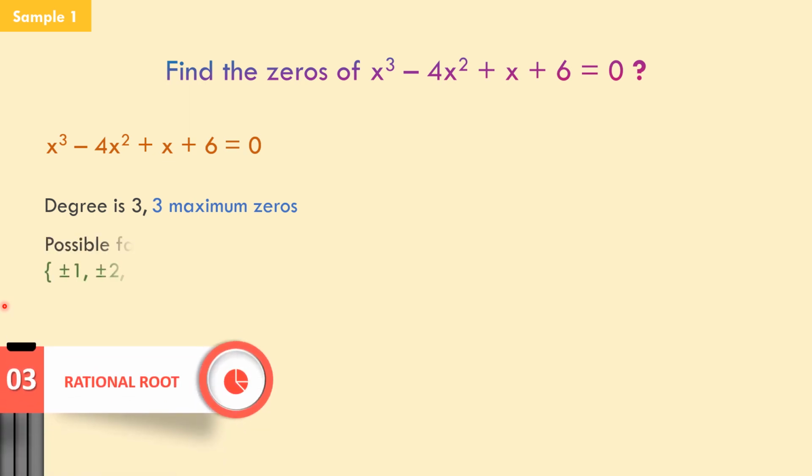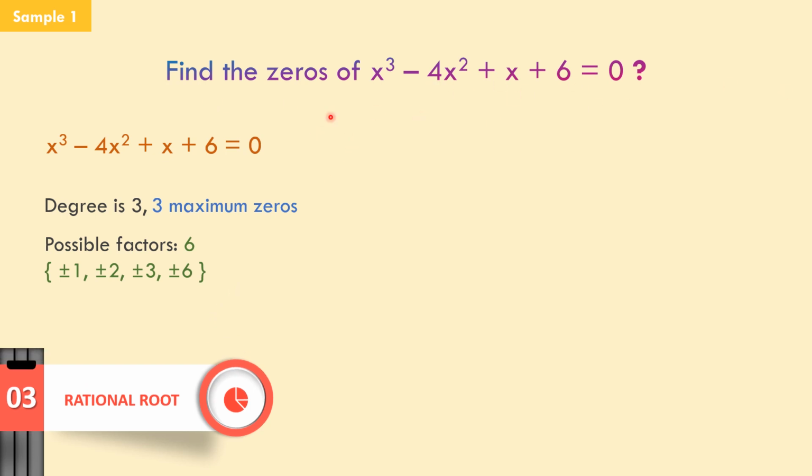So it means we have 3 maximum zeros. Next, how about the third step? Let us identify the possible factors using the rational root theorem. So P is 6, divided by Q, that is 1. The factors of 6 are positive negative 1, positive negative 2, positive negative 3, and positive negative 6, divided by Q, that is 1. So if you divide all by 1, they stay the same; these are the possible factors of the given polynomial equation.